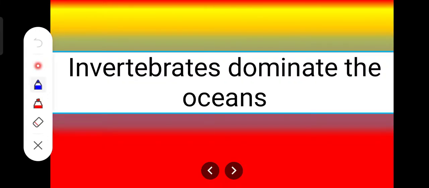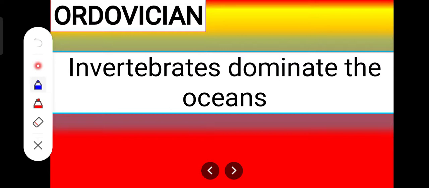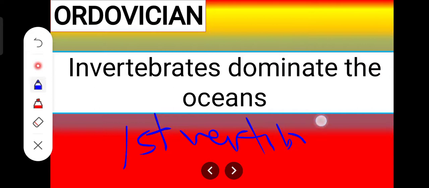Next period is the Ordovician period. So, invertebrates dominate the ocean. Under the Ordovician, we now have the first vertebrate fish. Okay, the first vertebrate fish.